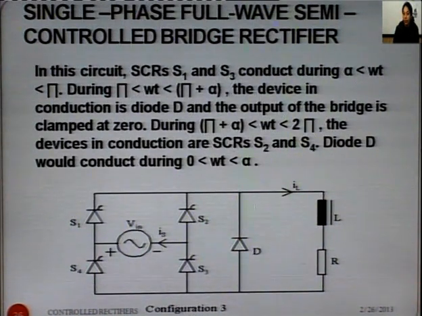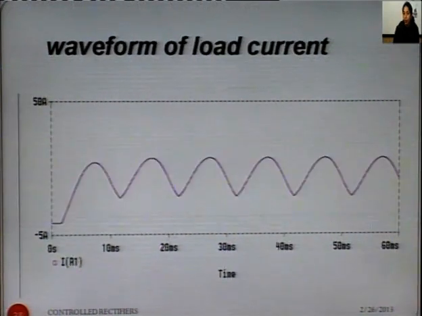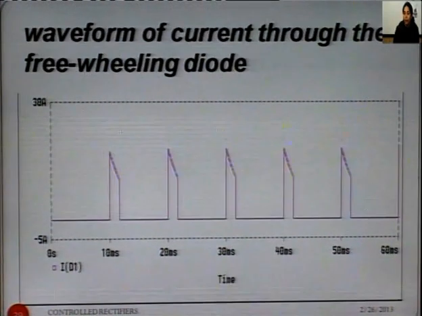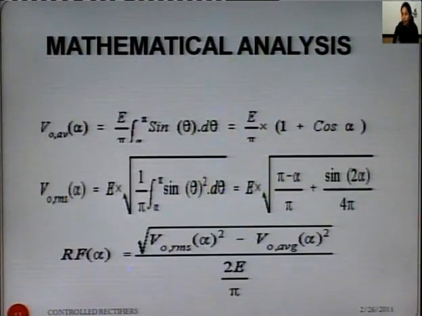This is another configuration. Here it is full wave, where we have 4 SCRs and 1 diode. This is the output waveform, the current waveform, the freewheeling diode, and these are the mathematical expressions for average voltage, RMS value and for ripple factor.